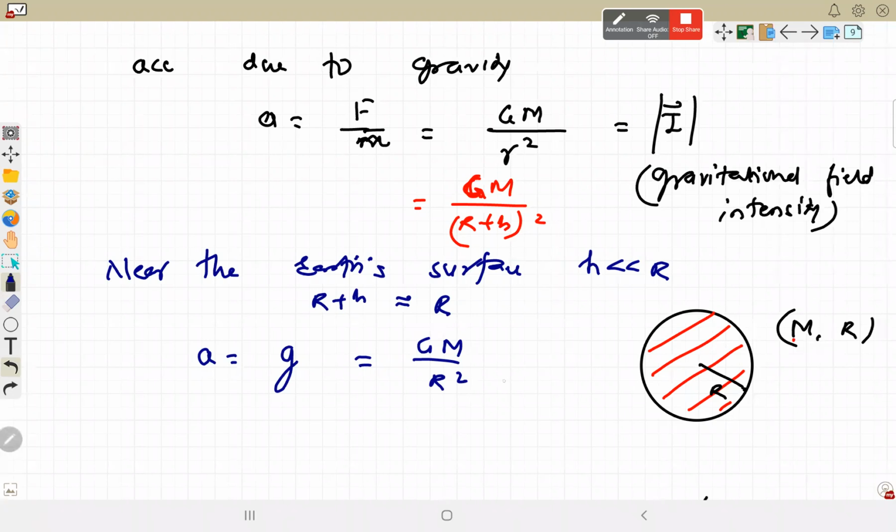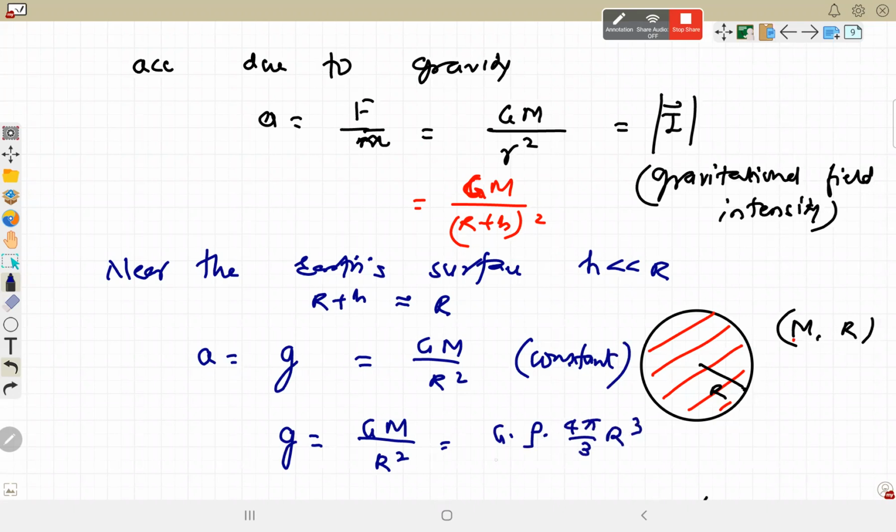Right, so G is constant, M is constant, capital R, which is the radius, is constant. So GM by R square is constant as long as the height is very, very small. But when we go above or below, one formula will come in terms of mass, and the other formula is in terms of density. So mass is density into volume, 4 pi by 3 R cube, into r square. So g equals G into rho into 4 pi by 3 times R.